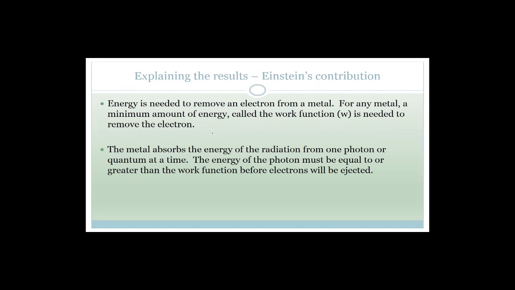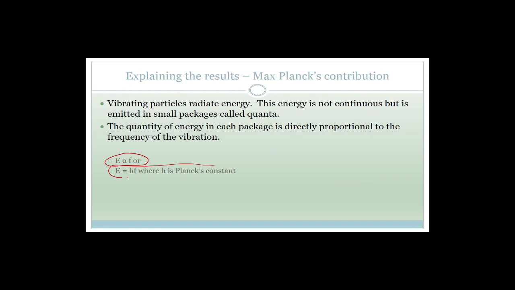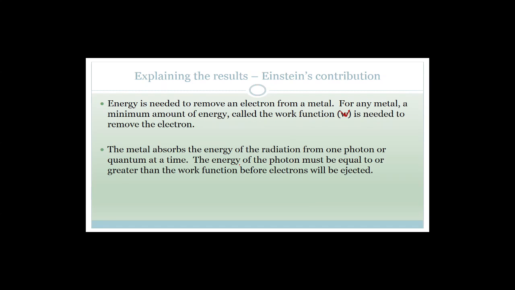Now, Einstein said that energy is needed to remove an electron from the metal. For any metal, a minimum amount of energy called the work function is needed, and we use capital W for that. The metal absorbs the energy of the radiation from one photon or quantum at a time, and the energy of the photon must be equal to or greater than the work function before electrons will be ejected. You need to understand that h was Planck's constant. But Einstein actually got his Nobel Prize for relating the energy of light to the frequency at which it was given off. He didn't, funny enough, get it for E equals mc squared. Everybody knows E equals mc squared and thinks of that as Einstein's equation. Yes, it is Einstein's equation, but that's not what he got the Nobel Prize for, okay?